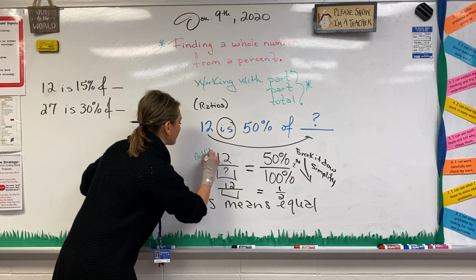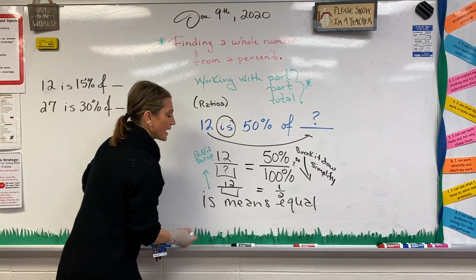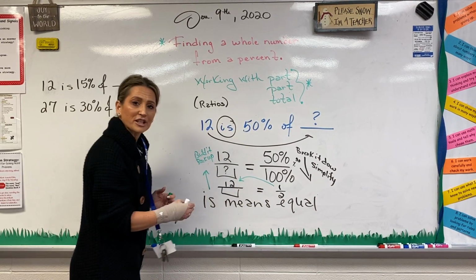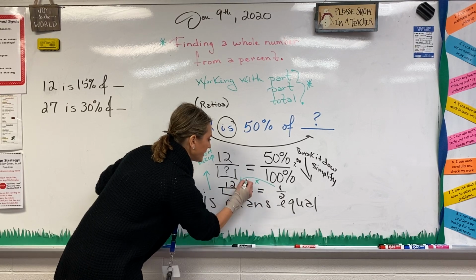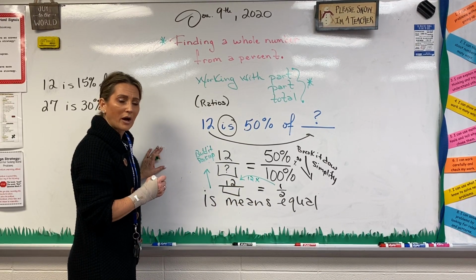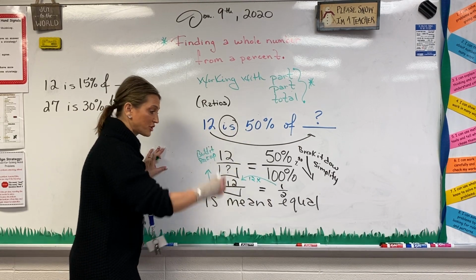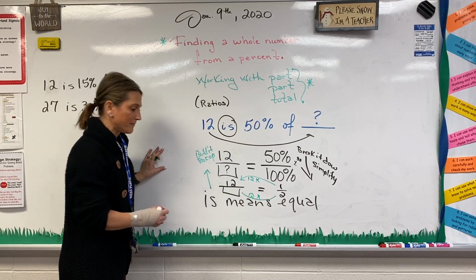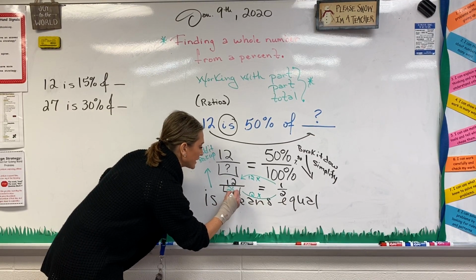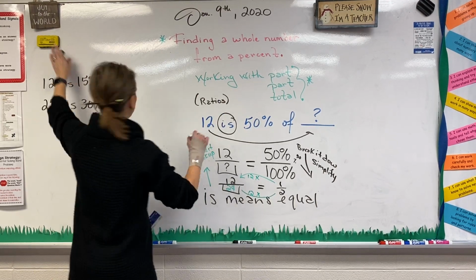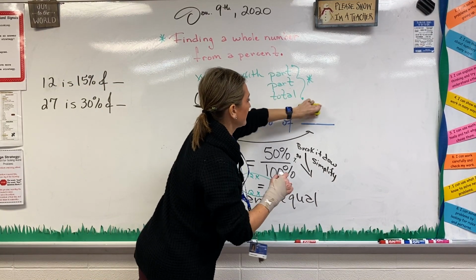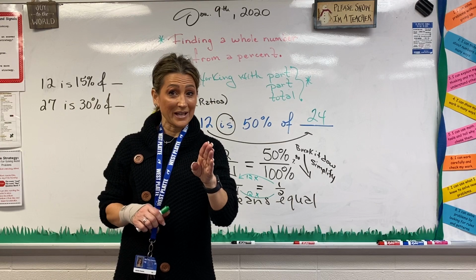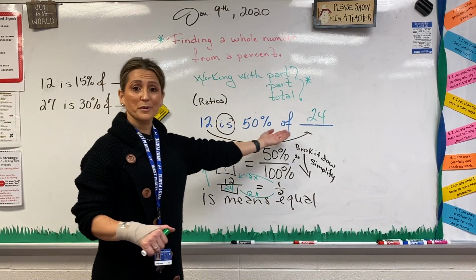Oopsie, left the letter out. Build it back up. Can I get from 1 to 12 using something that would state that these are equivalent? Well, to get from 1 to 12, I can multiply it by 12. And if, again, I do something to the top, I must do it to the bottom. So I will multiply it by 12, and 12 times 2 is 24. So my answer over here then is 24.